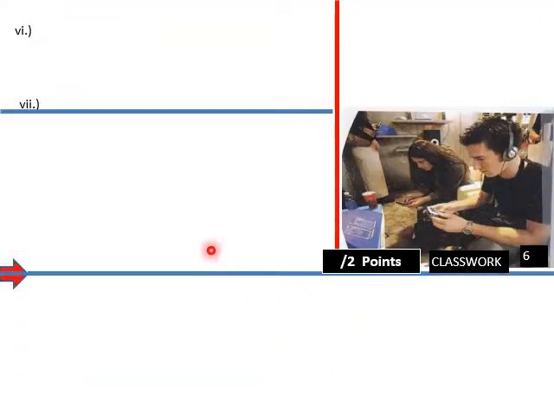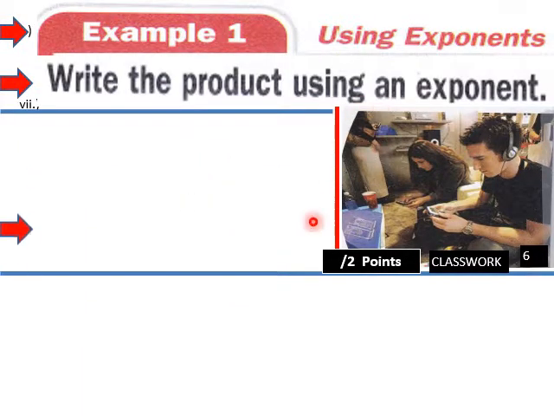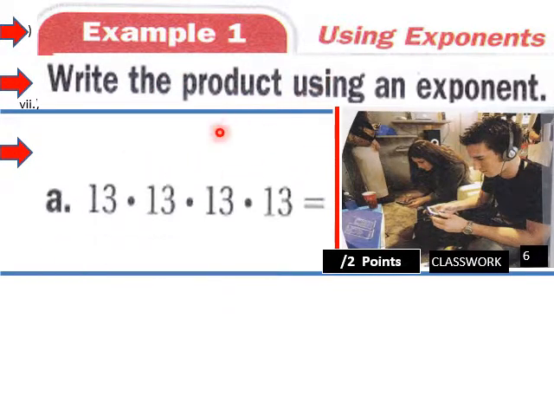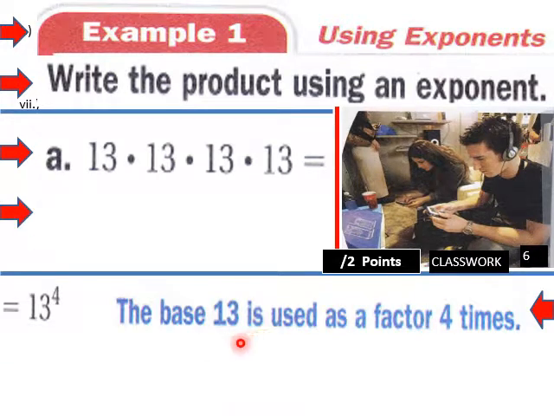And we go into our first example here. Example 1, using exponents. Write the product using an exponent. So 13 times 13 times 13 times 13 equals what? So write this product as an exponent. How would you do that? 13 to the 4th power. The base 13 is used as a factor 4 times.